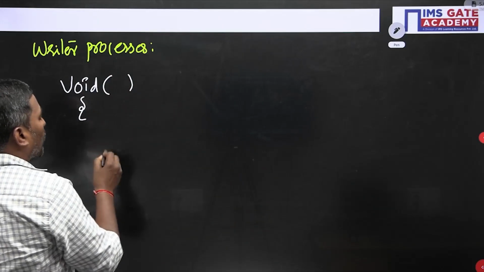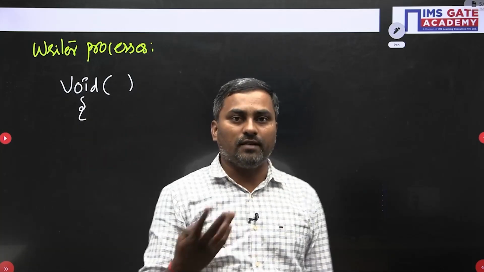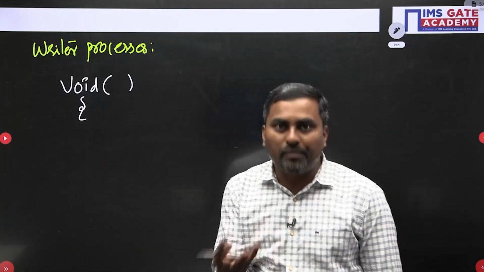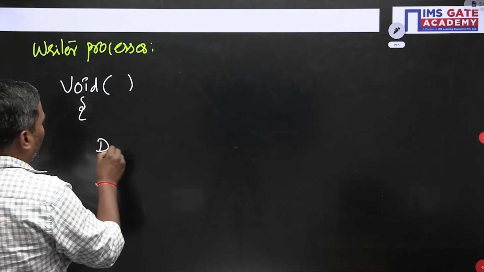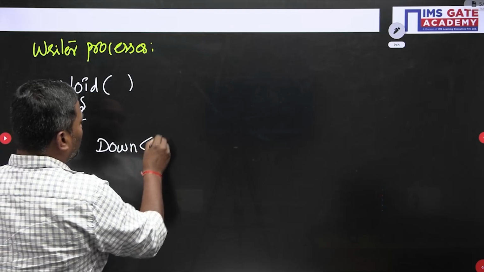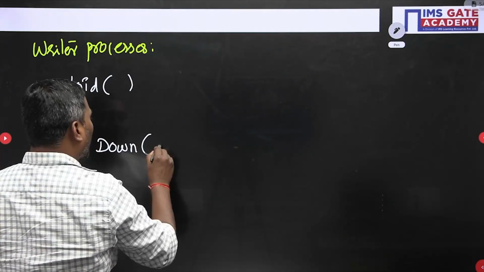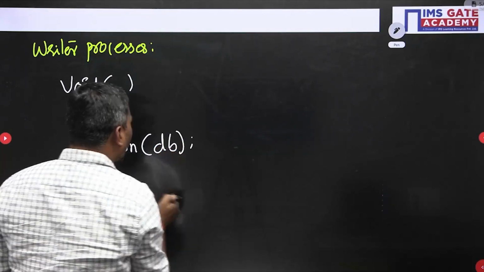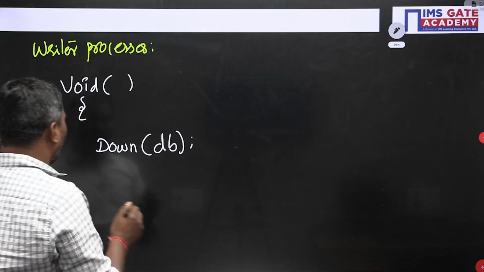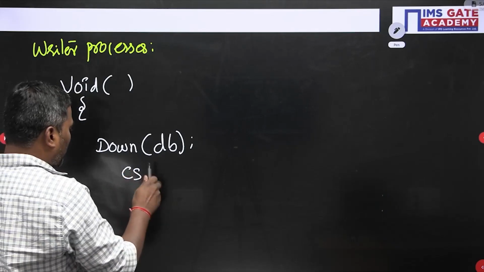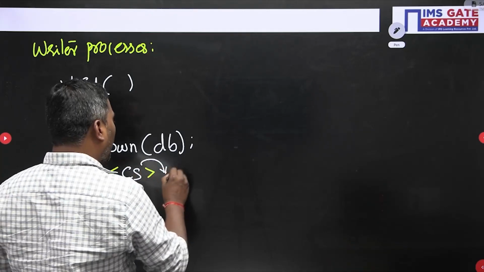What is the first step here? What is the first step for the writer process? To update the database, you have to perform the down, down on db. This operation, db value 1 down to 0, is successful. So they can access the critical section. This critical section is nothing but the updation of the database.